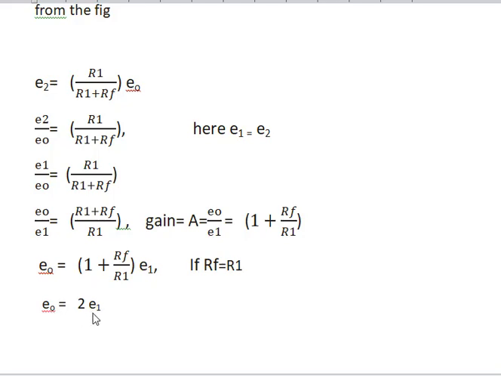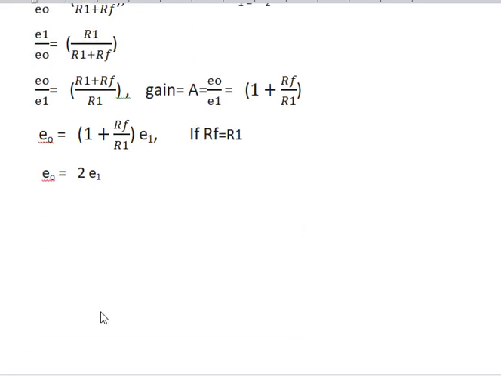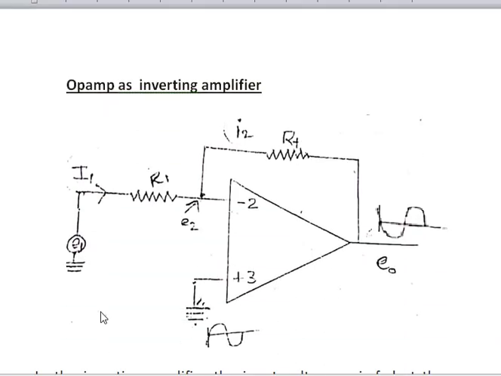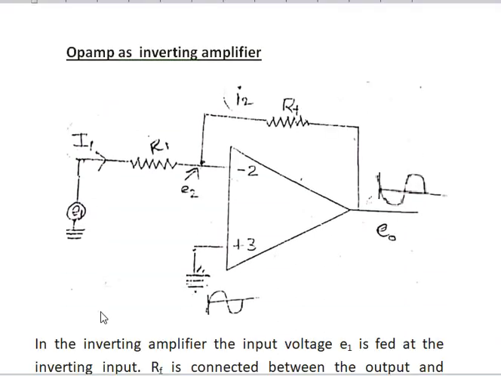So in the non-inverting amplifier, we can increase the amplitude. We can enhance the amplitude of the input signal without any phase reversal. This type of amplifier is known as a non-inverting amplifier. Now we go to the inverting amplifier. Operational amplifier as inverting amplifier.